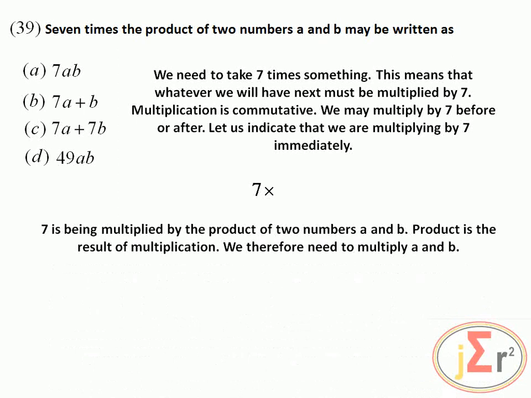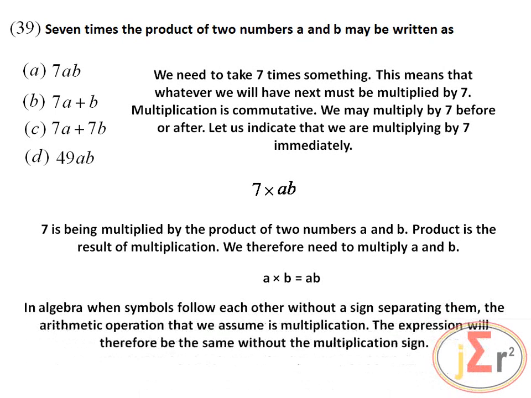7 is being multiplied by the product of two numbers A and B. Product is the result of multiplication. We therefore need to multiply A and B. A multiplied by B is equal to AB. So that is what we have right there: 7 times the product of A and B, 7 multiplied by AB.